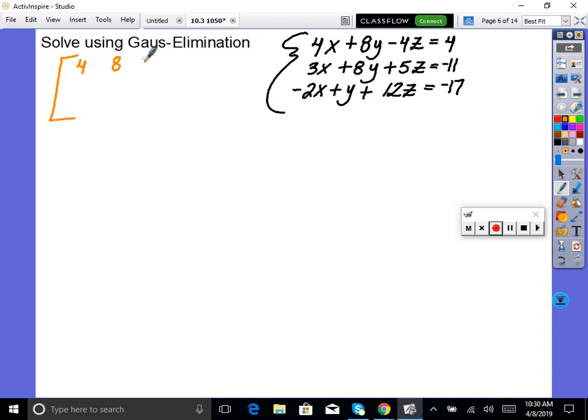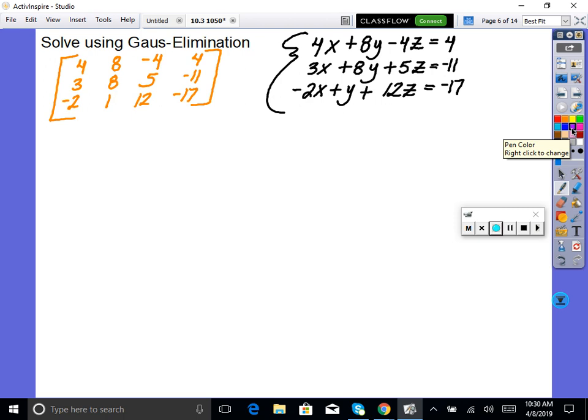Keeping things really pretty and in line. So what I mean is like the 3 directly under the 4, 8, 5, -11, -2, and 12, -17. Make sure you guys ask questions if you get confused or are stuck or anything. Okay, so remember the next step is to get it so there's 1s on the diagonal and 0s below.